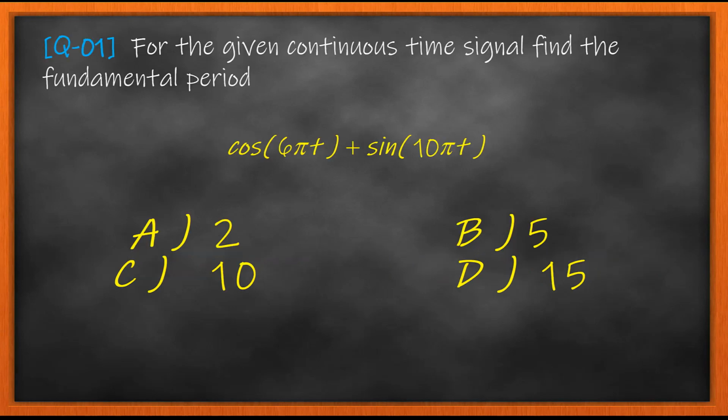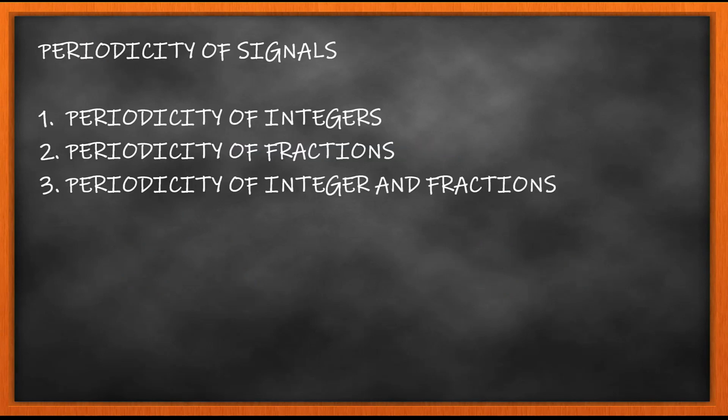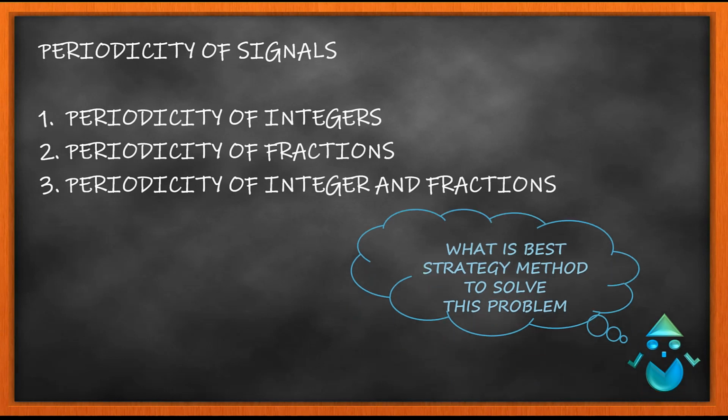In today's class, we will see how to compute the fundamental period of a given signal, which is a very common question in many GATE and public exams. To find the periodicity of continuous time signals, we are looking at three types of periodicity problems. The first one is where you have integers, the second is where you have fractions, and the third type is where you have both integers and fractions. In today's class, we will see the best strategic method to solve these problems in the GATE exam.